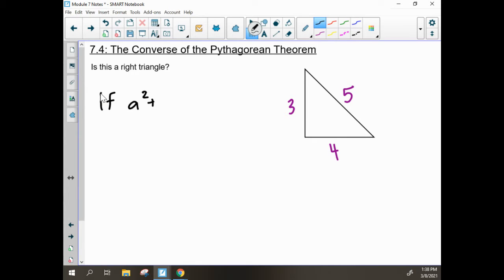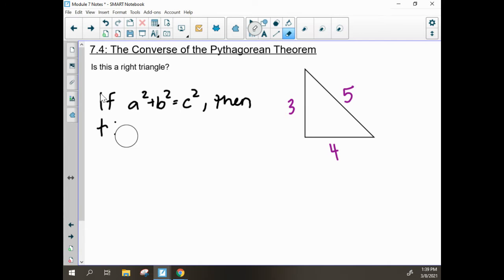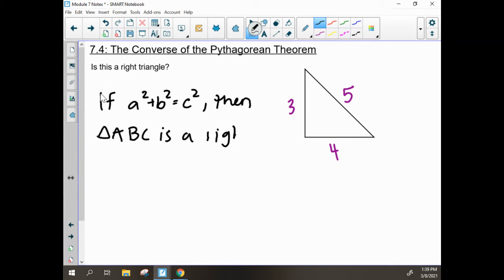a squared plus b squared equals c squared, then triangle ABC is a right triangle. Note how in the triangles that I drew for you guys, they do not have the little square in the corner that indicates that it's a right triangle, because we have to determine if it is.